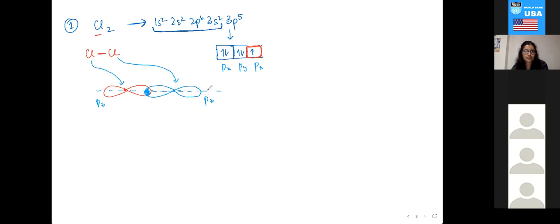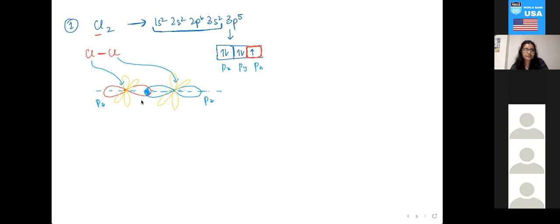Always your first bond is sigma overlap. Remaining px, py are still there, but because they have full electrons, they're not bothered. They're just there perpendicular to the other thing. So only the half-filled ones, the atoms will align themselves such that their half-filled orbitals are facing each other, and then they do that overlap.